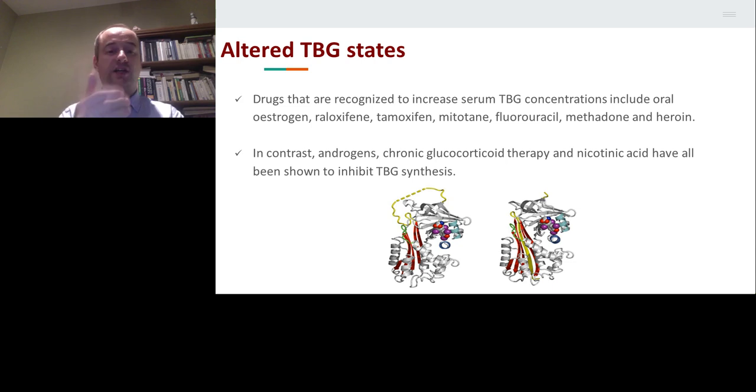There is the contrast case where you have glucocorticoid or androgens that could decrease the TBG, so falsely lower your total, sometimes free T4 assays.